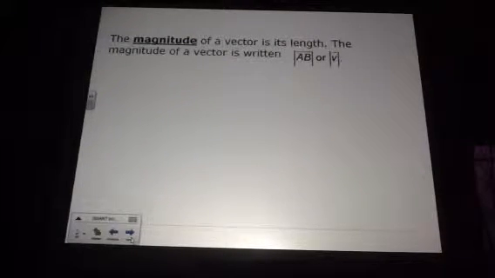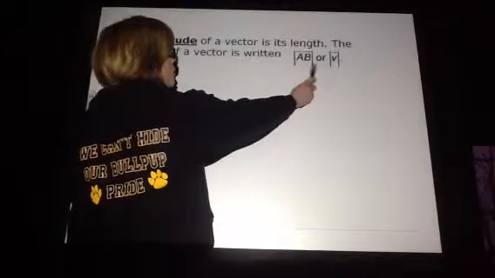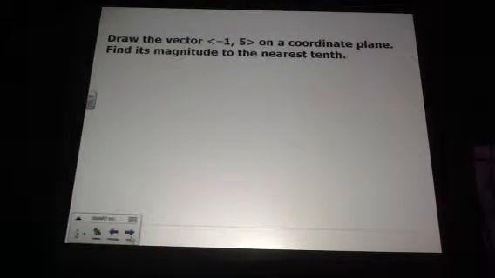Alright, the magnitude of a vector is its length. The magnitude of a vector is written with your absolute value symbols and how you write the vector inside. Draw the vector <-1, 5> on the coordinate plane. Find its magnitude to the nearest tenth.